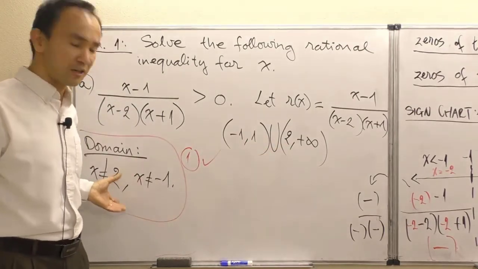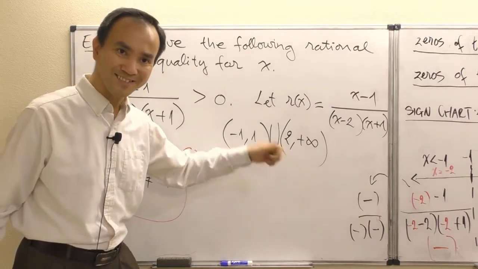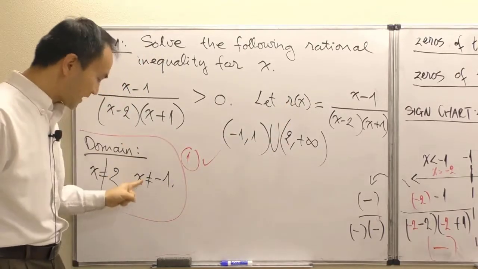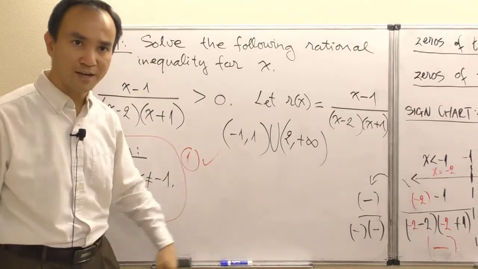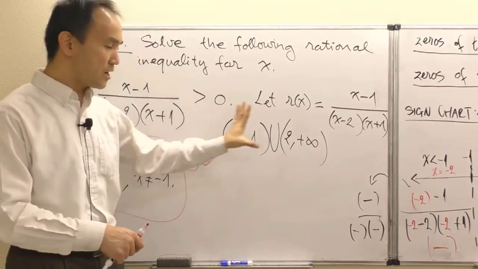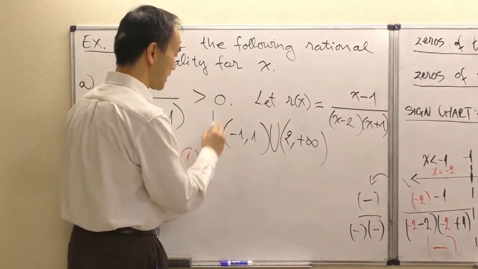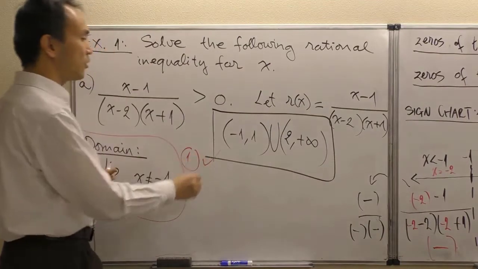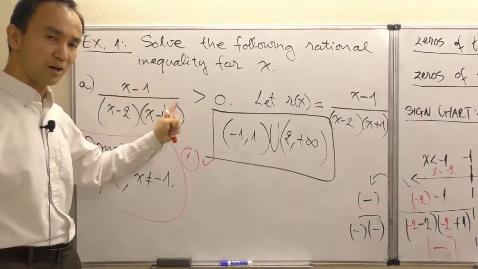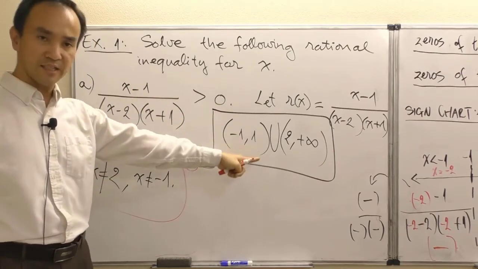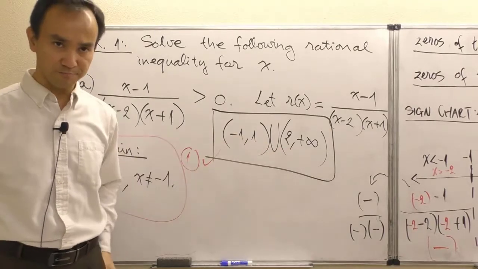And obviously they're not. x has to be other than 2, but 2 is already excluded. x has to be other than -1, but -1 is already excluded due to the parentheses right here. So now we know that this is our final answer. The intervals that make our rational function positive are those two intervals together, and we put them as a union between them.